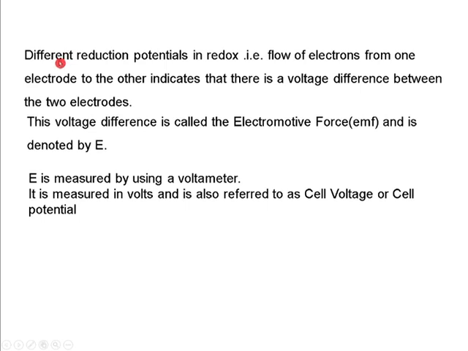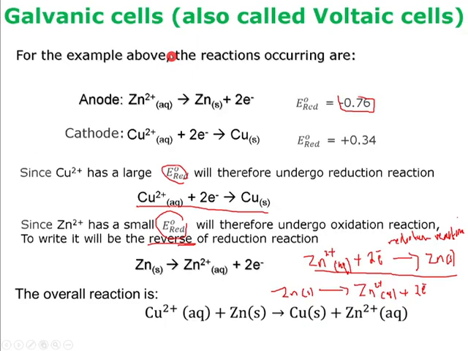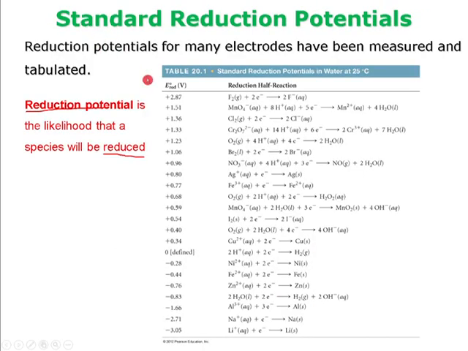Okay, different reduction potentials in a redox reaction. So what you get is that the flow of electrons from one electrolyte to the other indicates the voltage difference between the two electrolytes. So let's look at cell potential. What we were looking at, these tables, are reduction potentials. Now let's look at the cell potential.